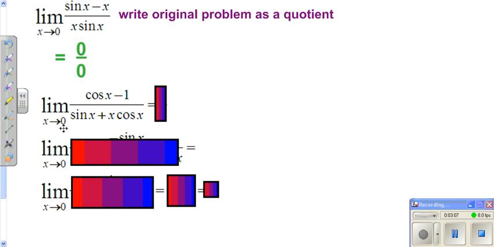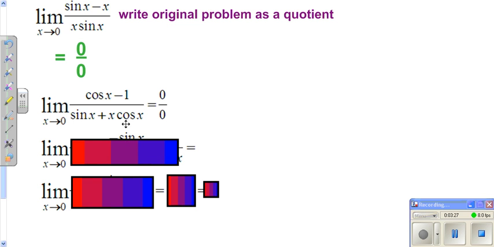Now we can go ahead and plug in 0. Plug in 0 here. Cosine of 0 is 1. 1 minus 1 is 0. Plug in 0 here, sine of 0 is 0. Plug in 0 here, it'd be 0 times 1, which is 0. So on the bottom, we get 0 plus 0, or 0. Well, we got another indeterminate form, so we use L'Hopital's rule.